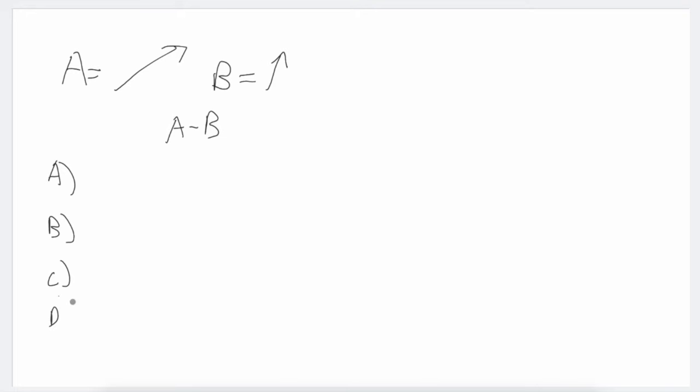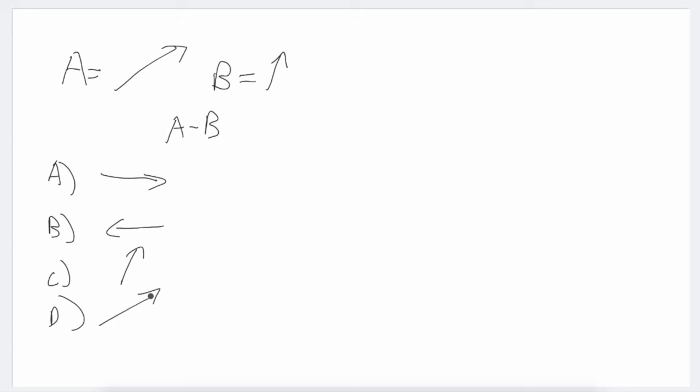So first one, this one's more conceptual. There's an A vector. It goes in this direction. There's a B vector. It goes like that. Okay, so which represents the direction of A minus B? So answer choices A, B, C, D. A is this, B is this, C is this, and D is this.